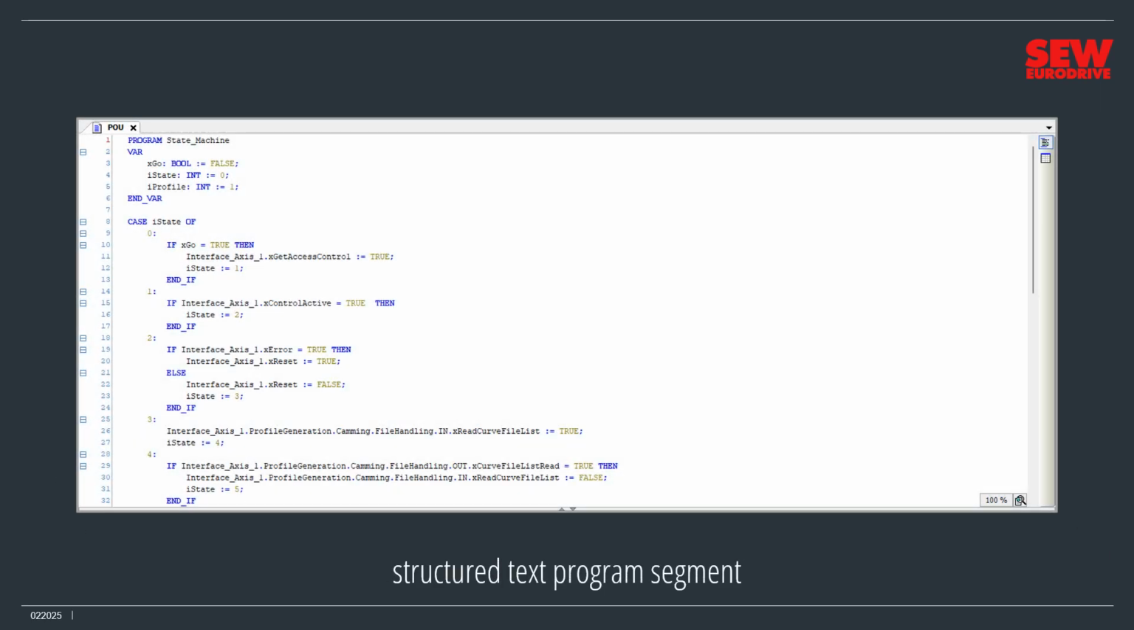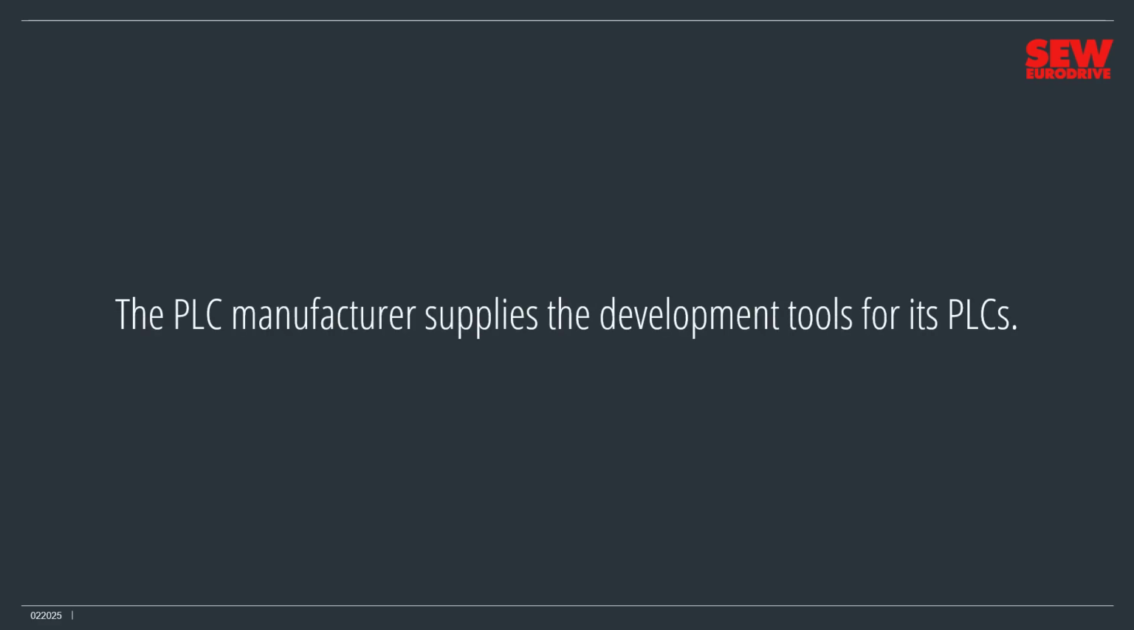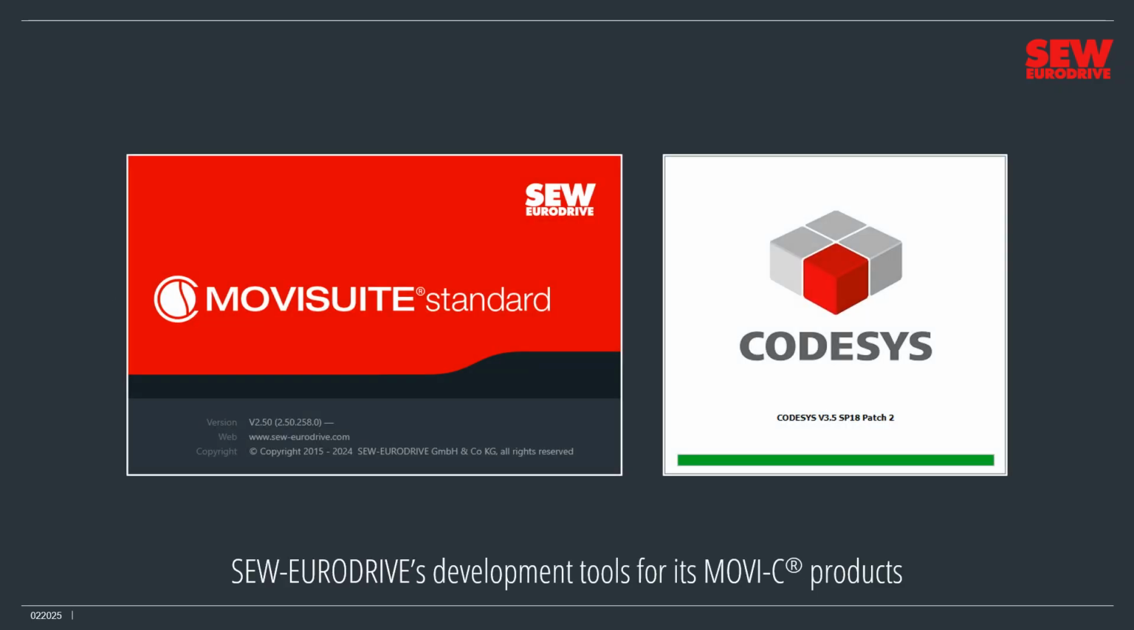Structured text, in contrast, is a traditional text based programming language like those used to create general purpose PC programs. It's especially popular with Siemens equipment. The PLC manufacturer supplies the development tools for its PLCs. For example, SEW Eurodrive's software package for its Movi-C product line is called Movi Suite. It includes the CodeAssist PLC programming environment and supports all five standard PLC languages. Unlike the very expensive development tools that other PLC manufacturers offer, Movi Suite is free.